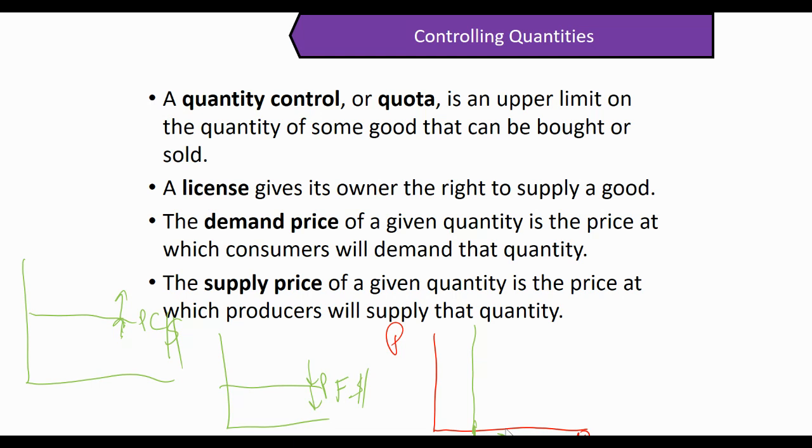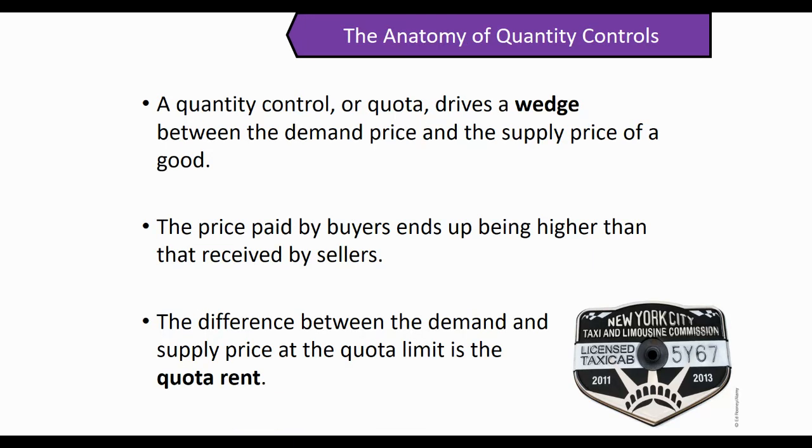When we think about that, the demand price of a given quantity is the price at which consumers will demand that quantity, and the supply price of that given quantity is the price at which producers will supply that quantity. Quotas create a wedge, which is essentially deadweight loss to the overall market between the demand price and the supply price, if it is an effective quota. We'll talk about an effective quota and an ineffective quota.